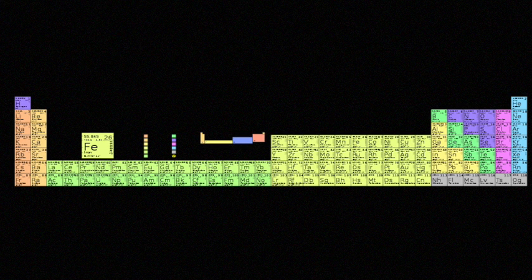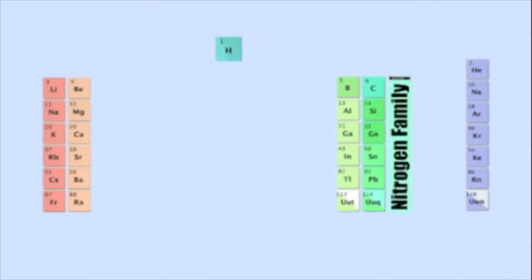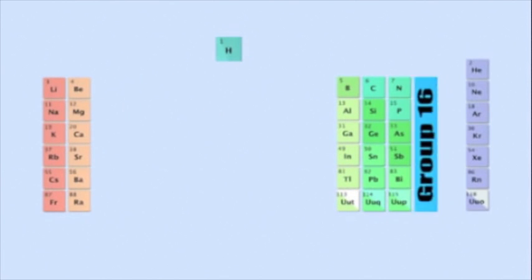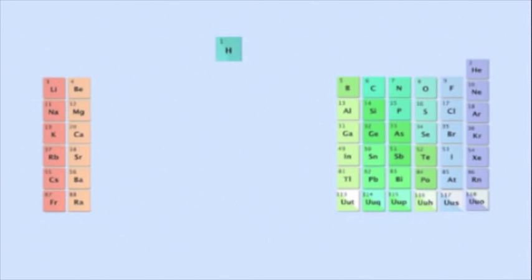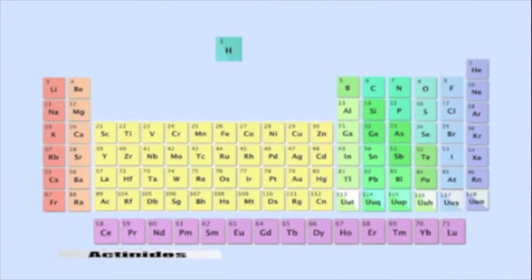The vertical columns on the periodic table are called groups or families. Groups are very useful when predicting the properties of an element. The groups are numbered from 1 to 18 from left to right, and some of the groups have special names. Here is an image with the groups along with their names.